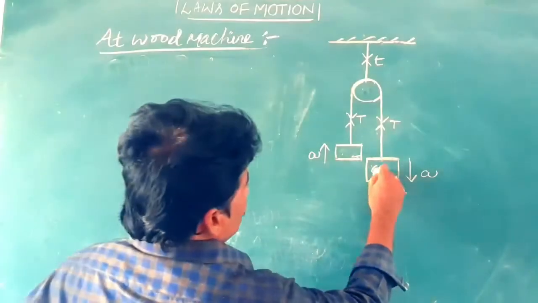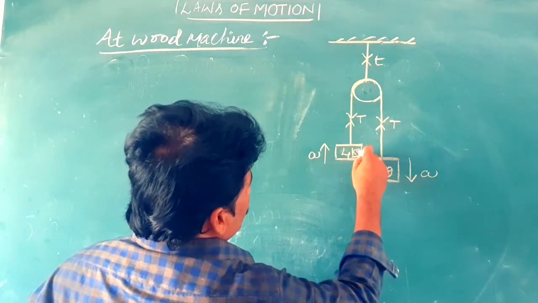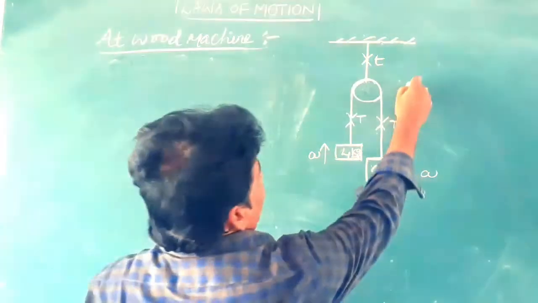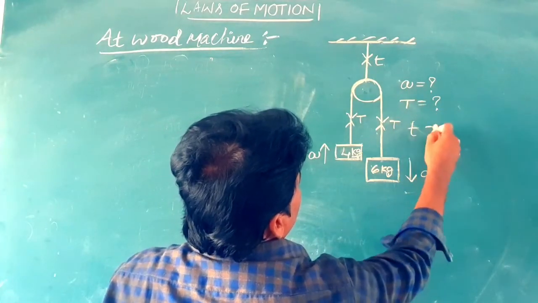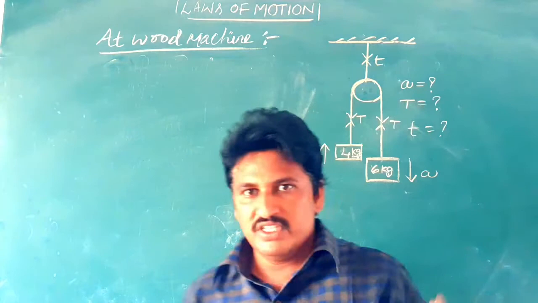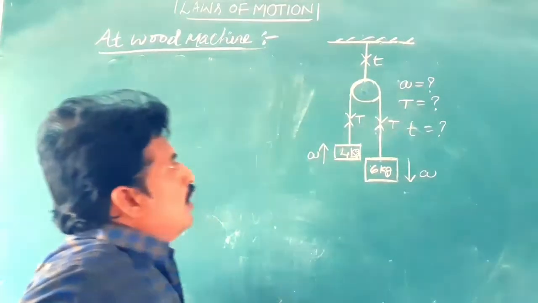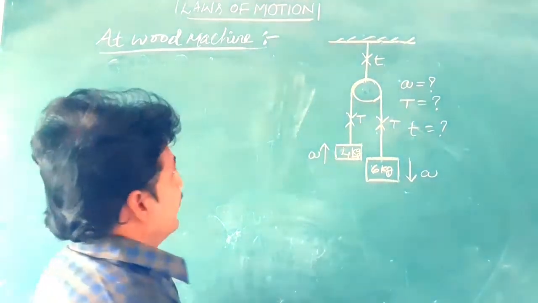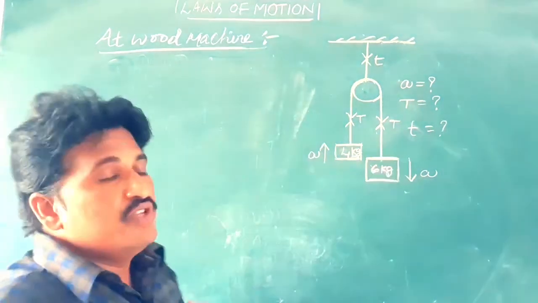See here students, this is 6 kg and this is 4 kg. One is 6 kg and another one is 4 kg. As usual, find out the acceleration, tension T, and small t. These are the values we find in this example. This is just an example to know how to do the problems. You must know clearly how to do problems based on these examples.